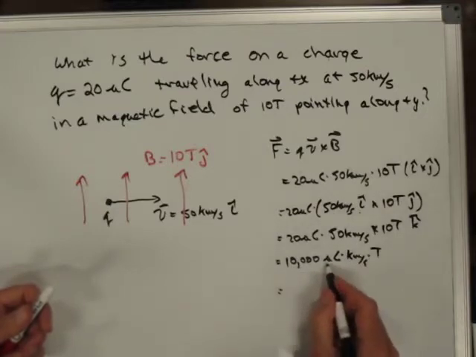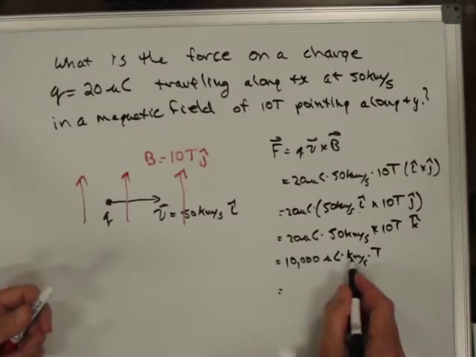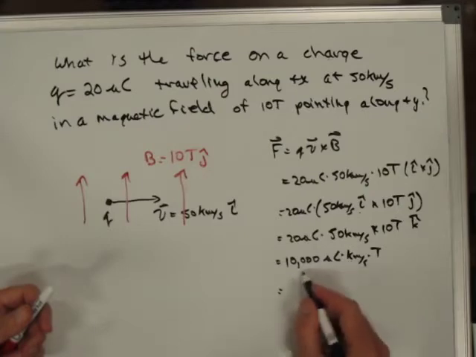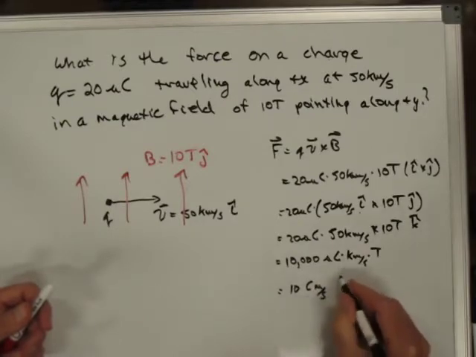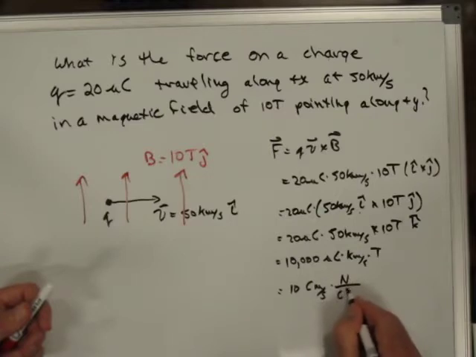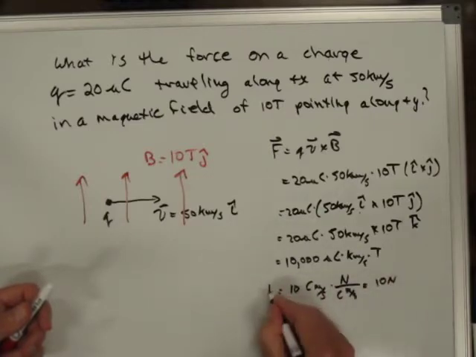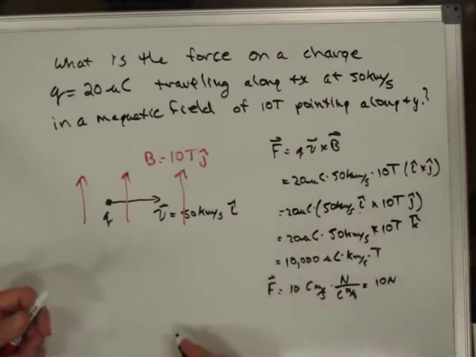And so micro times kilo is 10 to the minus 3 times 10,000 is just 10, and that's coulombs meters per second, right? And if you remember, Tesla was Newton over coulombs meters per second, and so that's 10 newtons. That's a pretty big force.